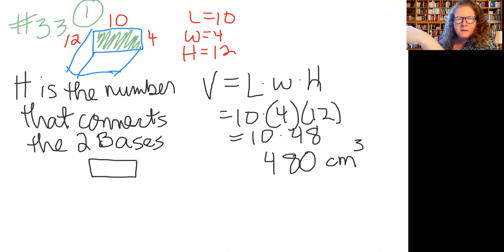So remember that the H is a number that connects the two bases, whatever shape it is. Whether it's the triangular prism, we want the number that connects the two triangles. That'll be your H for the problem. Okay, anybody still writing?